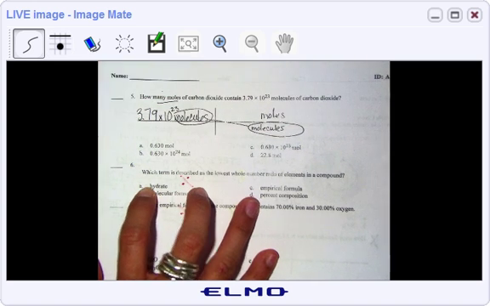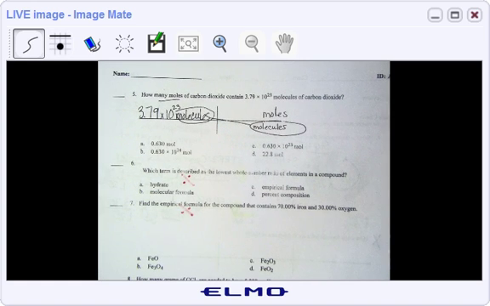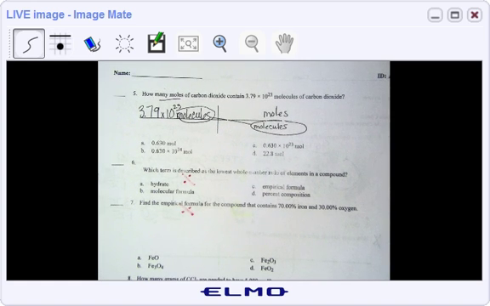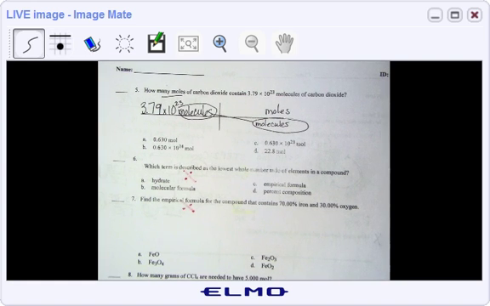I'm going to read the problem to you. How many moles of carbon dioxide contain 3.79 times 10 to the positive 23 molecules of carbon dioxide? Anywhere in that problem does it say grams or mass? No. Are we going to use the periodic table or Avogadro's number? Avogadro's number. Okay? You only use the periodic table when it says grams or mass.